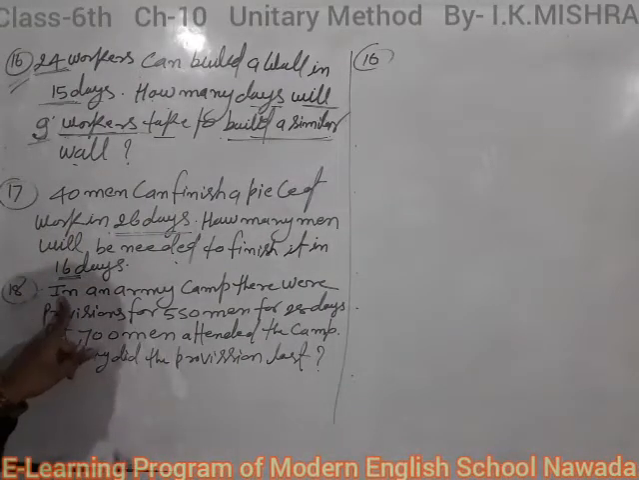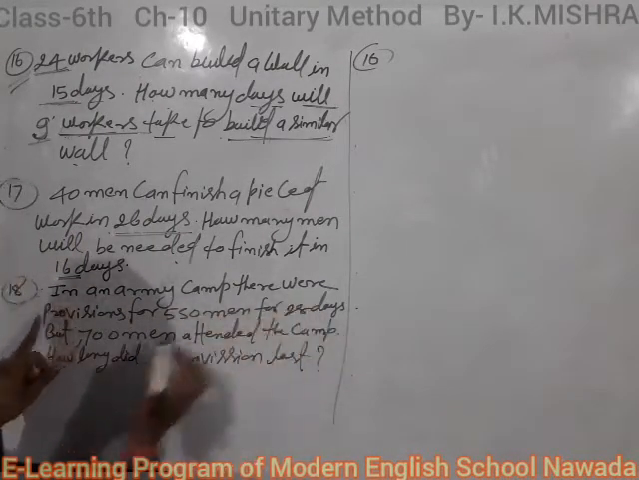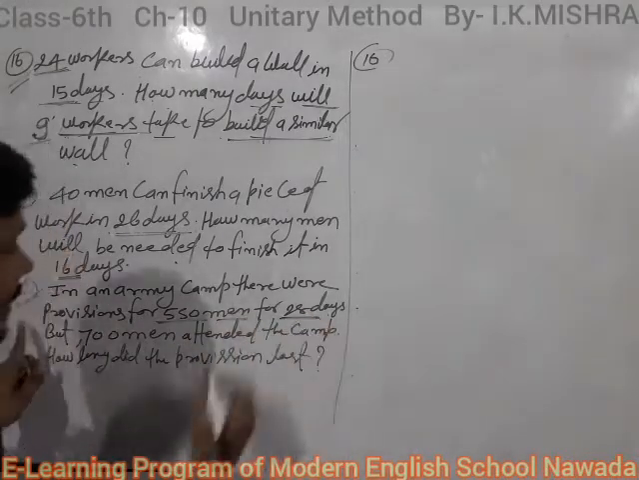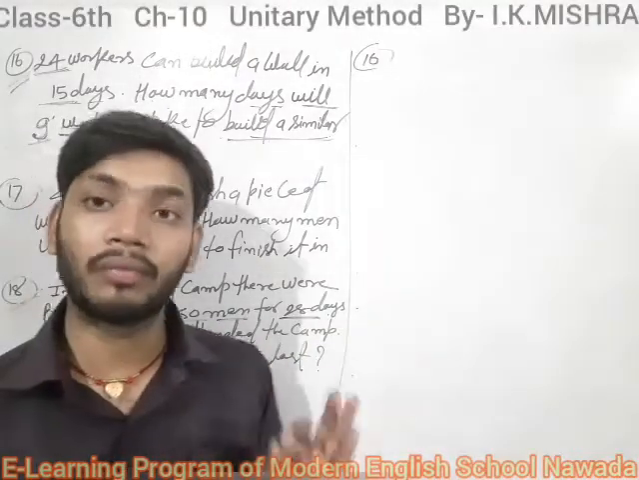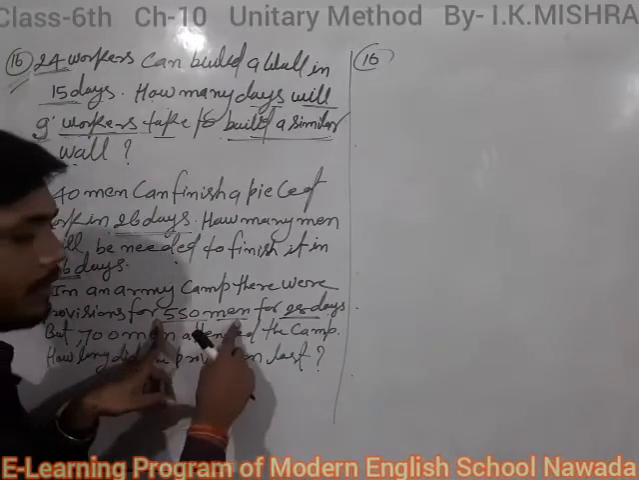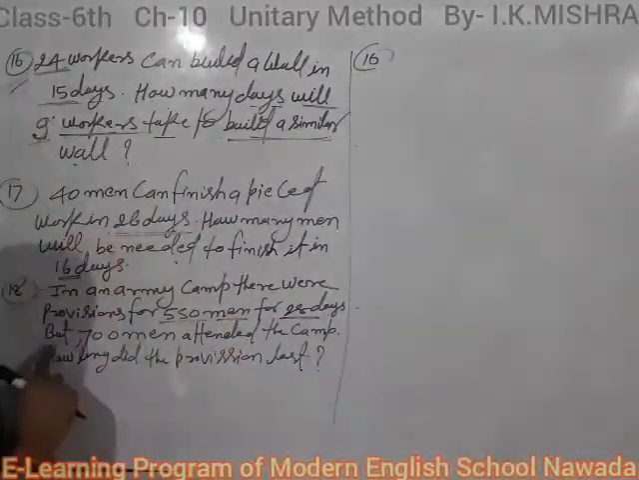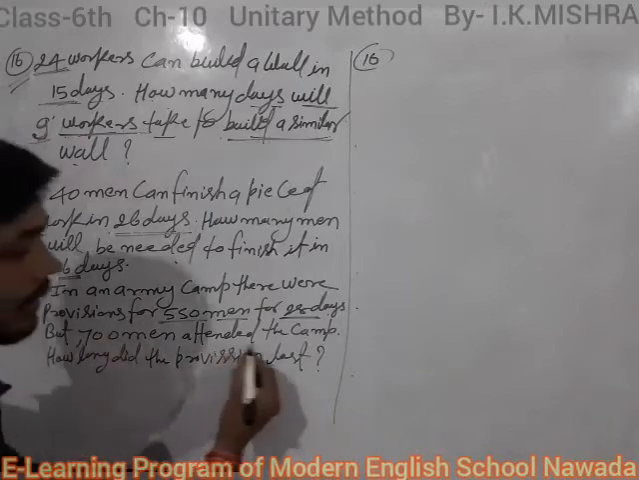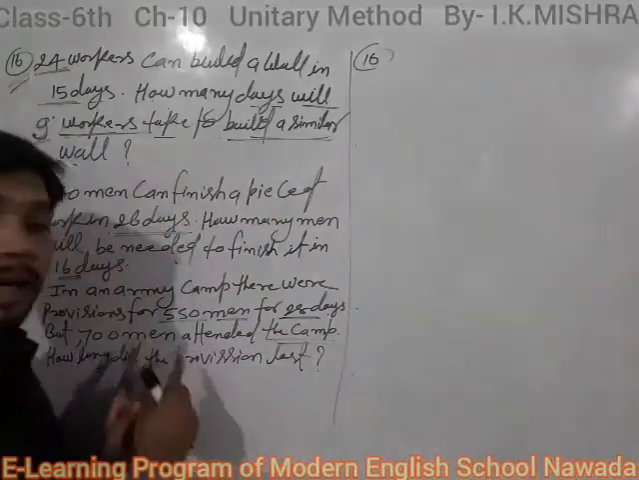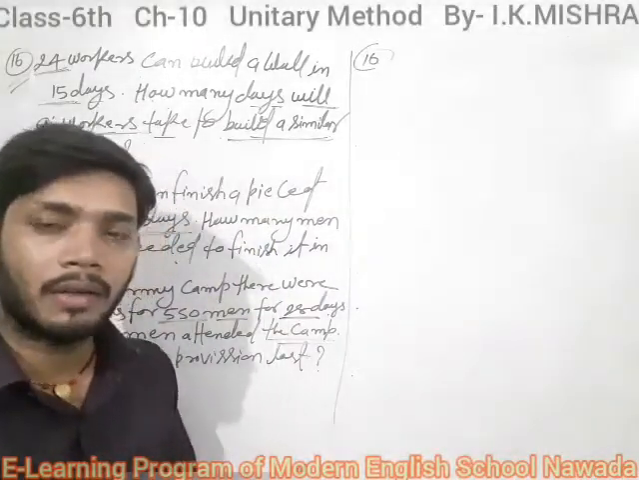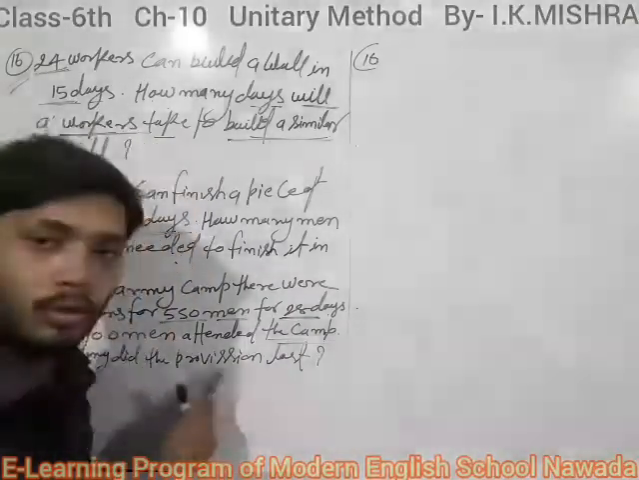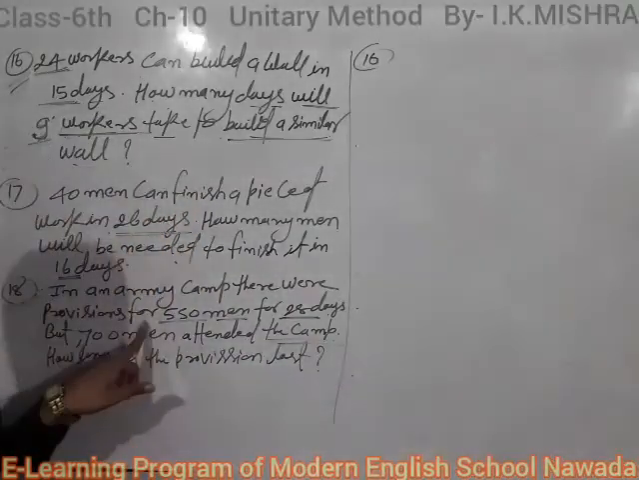Here, in an army camp, there were provisions for 550 men for 28 days. Students, here provisions means food. Food for 550 men for 28 days. But 700 men attended the camp. Here 700 men attended. That means when more men attend the camp, the provisions will last fewer days. That means it's also an inverse variation condition. So here find it.